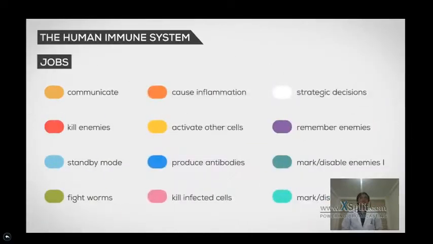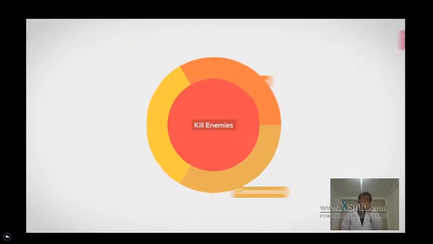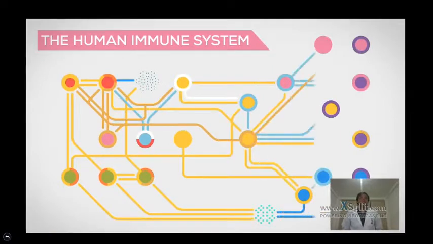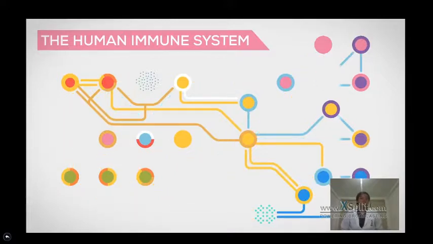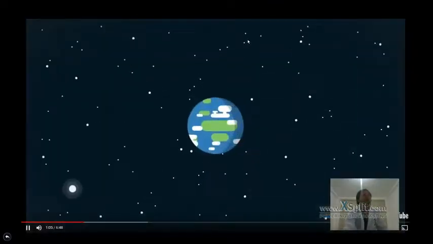First of all, let's add colors to the jobs. Now, let's illustrate the cells. The central color represents the main job of the cell, while the surrounding ones represent secondary duties. Now the immune system looks like this. Now the interactions. Isn't this complexity just awesome? For this video we will only talk about these cells and ignore the rest. So what happens in the case of an infection?